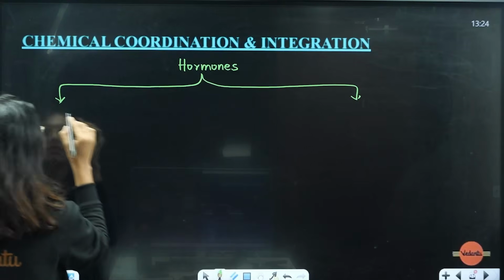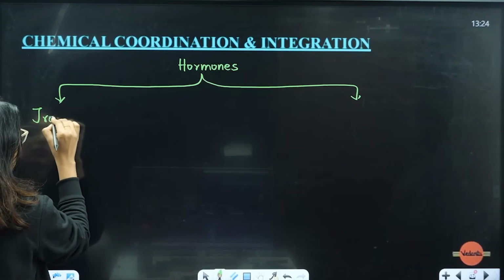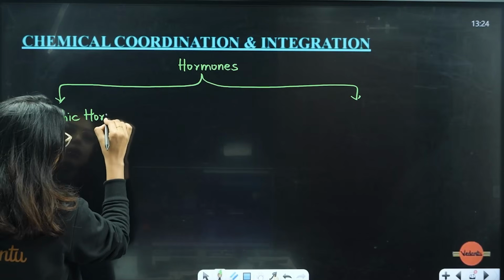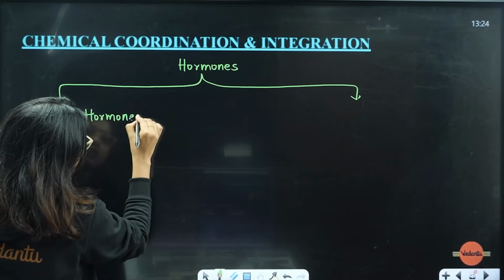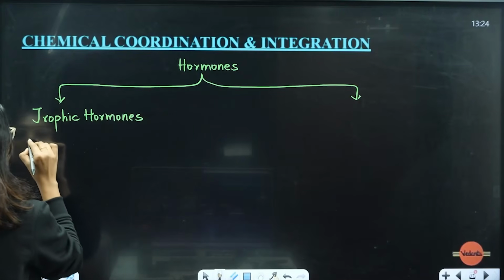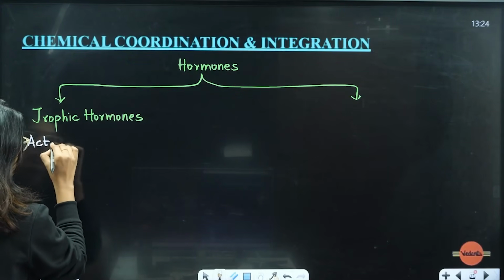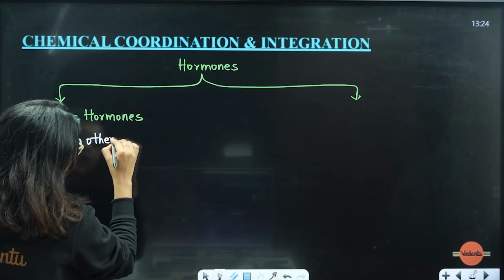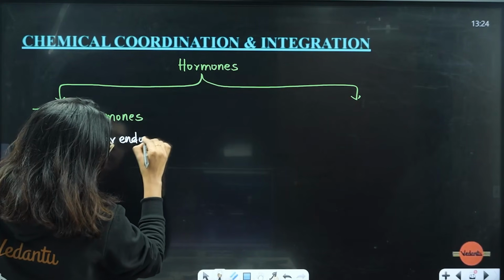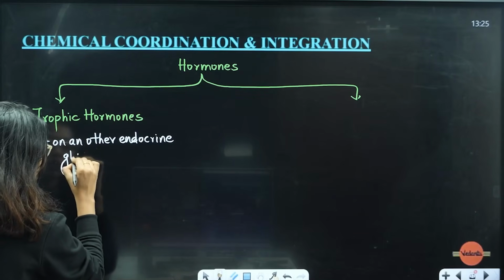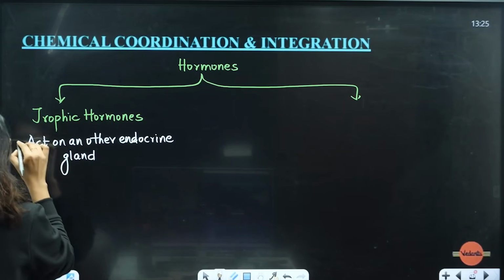So first one, the tropic hormones. Tropic hormones, now students, they act on another endocrine gland. Neural control and coordination also I will do.